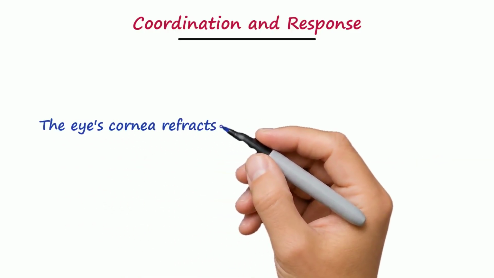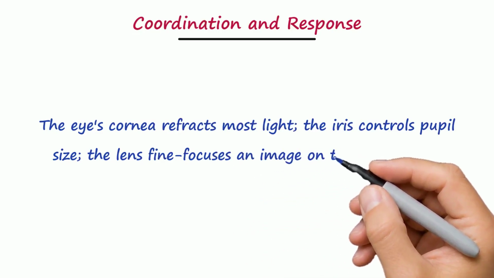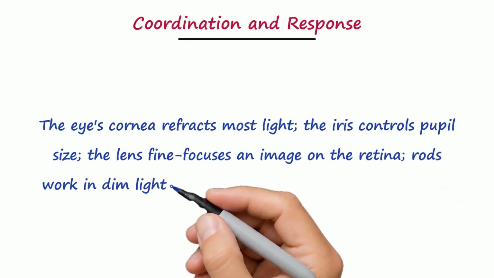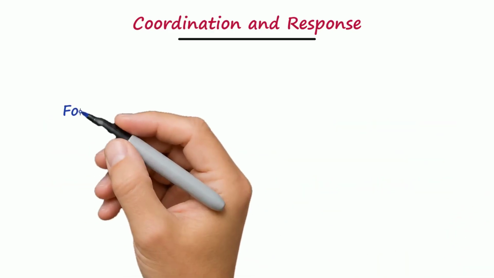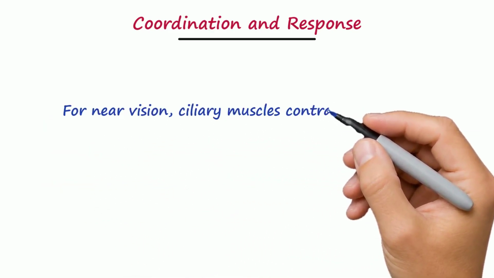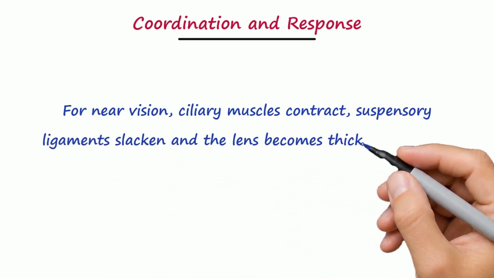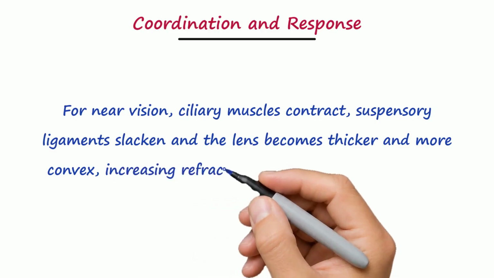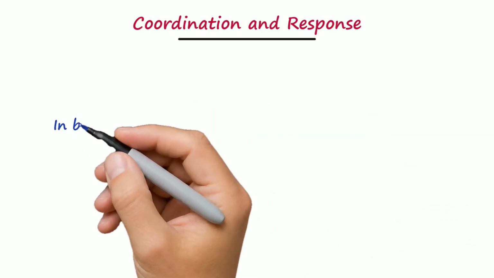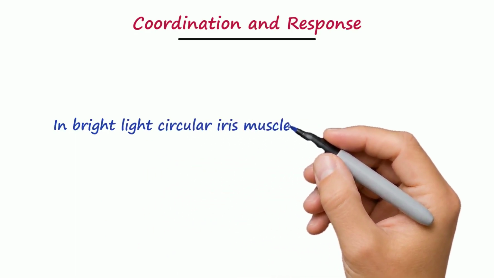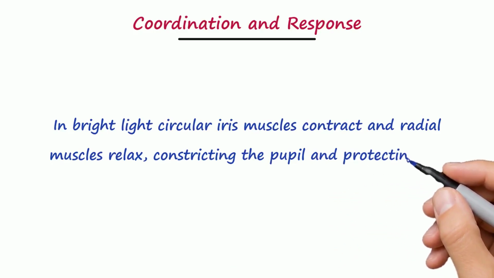The eye's cornea refracts most light. The iris controls pupil size. The lens fine focuses an image on the retina. Rods work in dim light and cones detect color and fine detail. For near vision, ciliary muscles contract, suspensory ligaments slacken and the lens becomes thicker and more convex, increasing refraction. For distance, the sequence reverses. In bright light, circular iris muscles contract and radial muscles relax, constricting the pupil and protecting the retina.